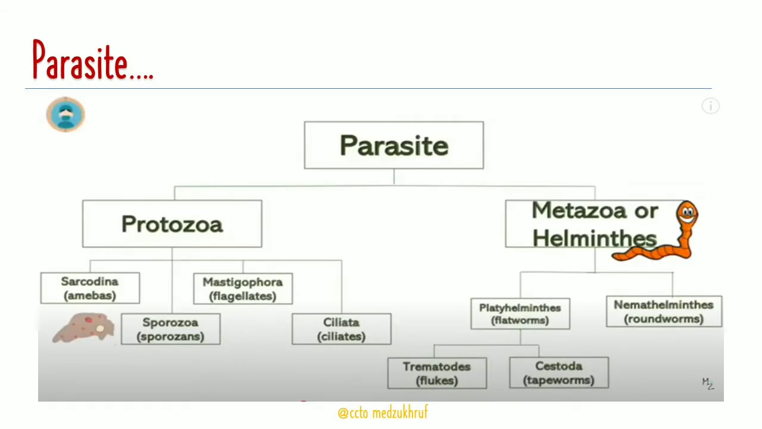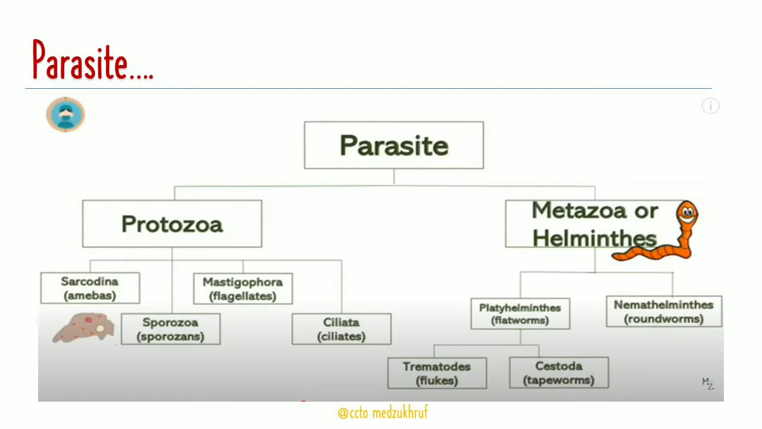Parasites are divided into two main classes, microparasites and macroparasites. Microparasites are small, unicellular, like protozoa. Macroparasites are large, multicellular, like helminths or metazoa. Protozoa are eukaryotic and unicellular and belong to kingdom Protista. Helminths are eukaryotic and multicellular and belong to kingdom Animalia.